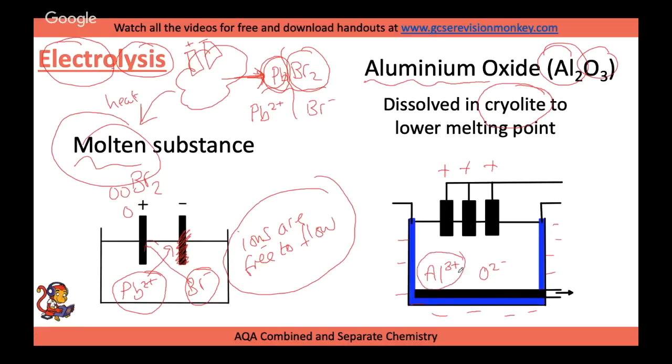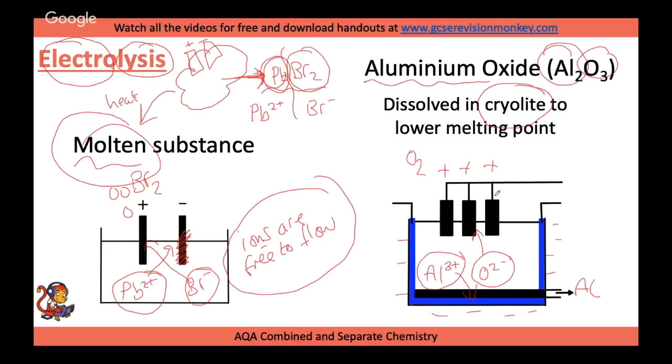The positives will be attracted to the negative electrode. So you'll get aluminium coming out here. And the oxygen will be attracted to the electrodes that are positive, and you will get oxygen given off.